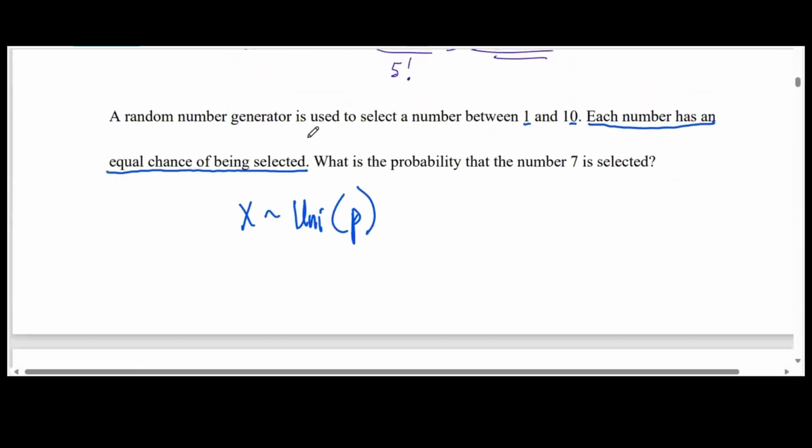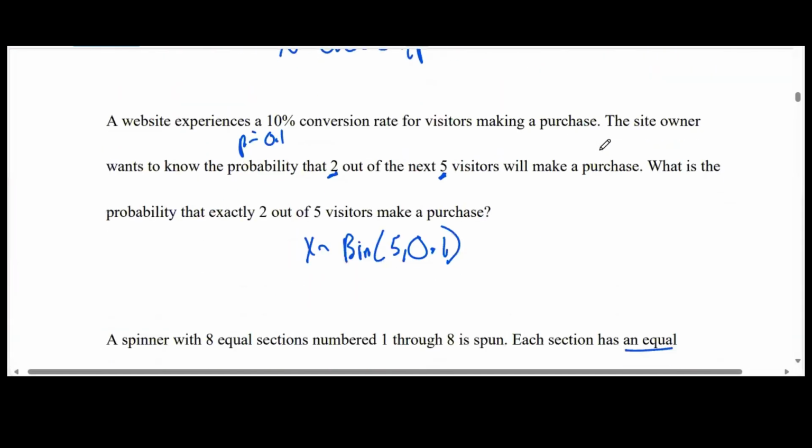Let's see if I get a uniform. A random number generator is used to select a number between 1 and 10. Remember, it looks like a rectangle: 1 here, 10 here. Each number has an equal chance of being selected. That means it's uniform, so the graph will look like this. It'll look like a rectangle. That is the trick for the sentence or phrase you look for with the uniform: the probability of each outcome has to be the same no matter what.